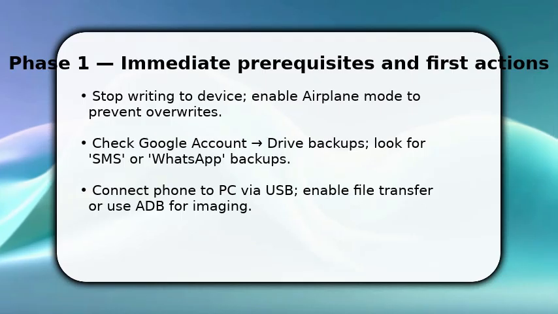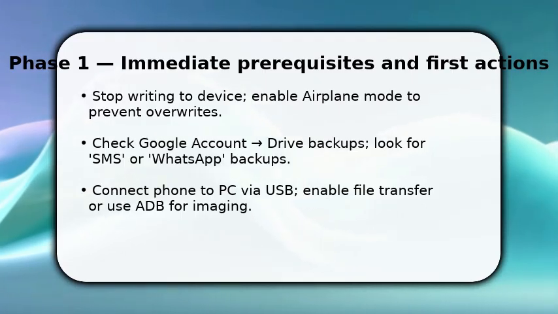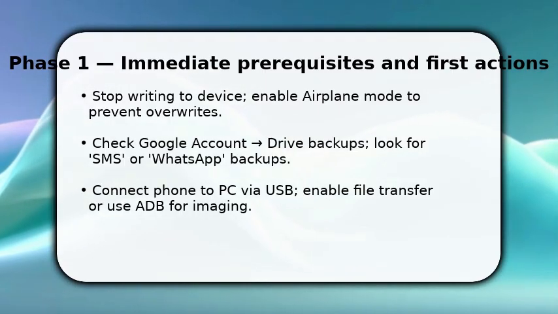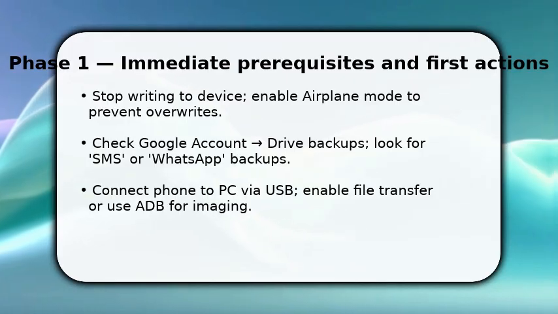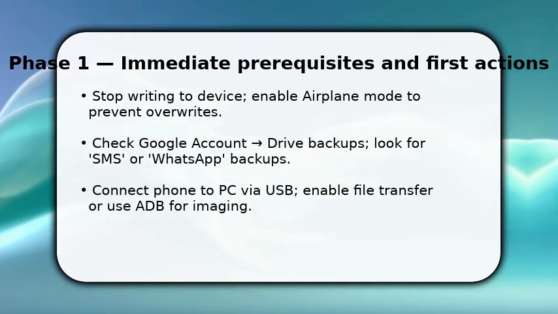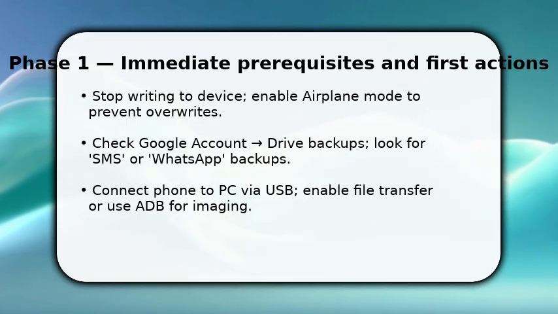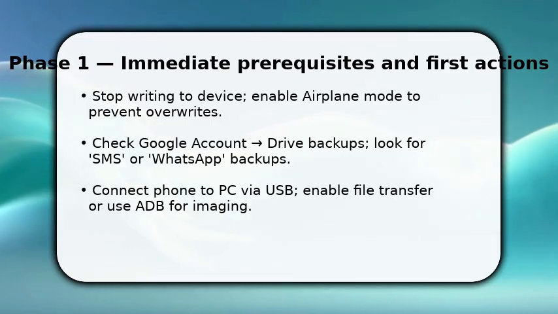You must act fast. Once a message is deleted, the phone may overwrite its storage. First, enable airplane mode and avoid installing apps. Connect the phone to a PC, enable USB file transfer or ADB, and create a complete image if possible.